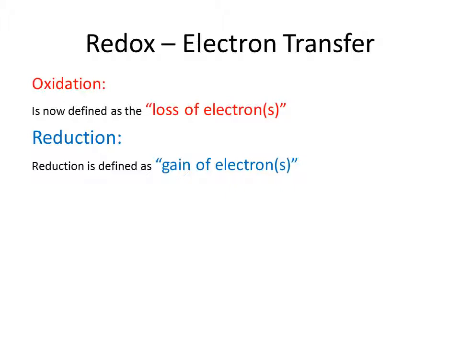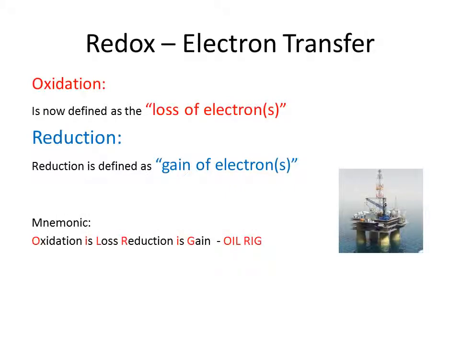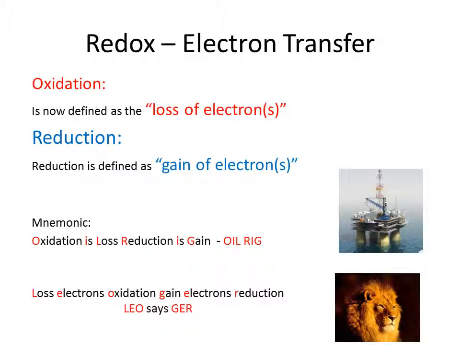There's a simple mnemonic we can use to help us remember this. Oxidation is loss, reduction is gain, and if you take the first letters of that, that gives us OIL RIG. Or if you prefer a more biological one, loss of electrons is oxidation, gain of electrons is reduction. And here we have our LEO saying grrr.